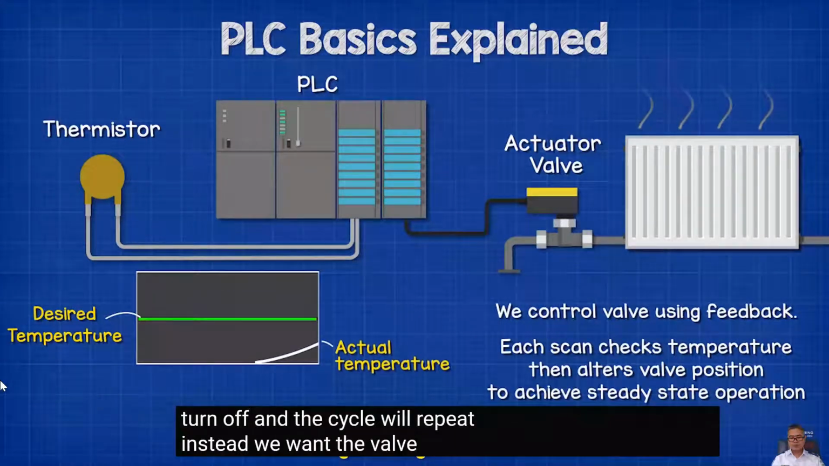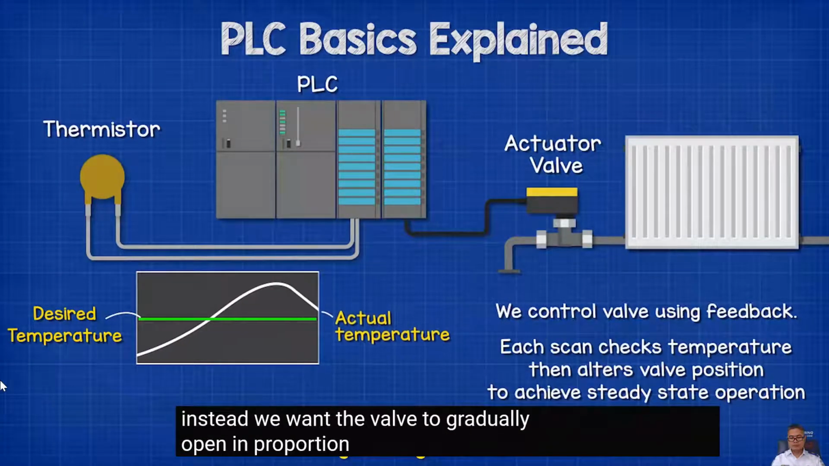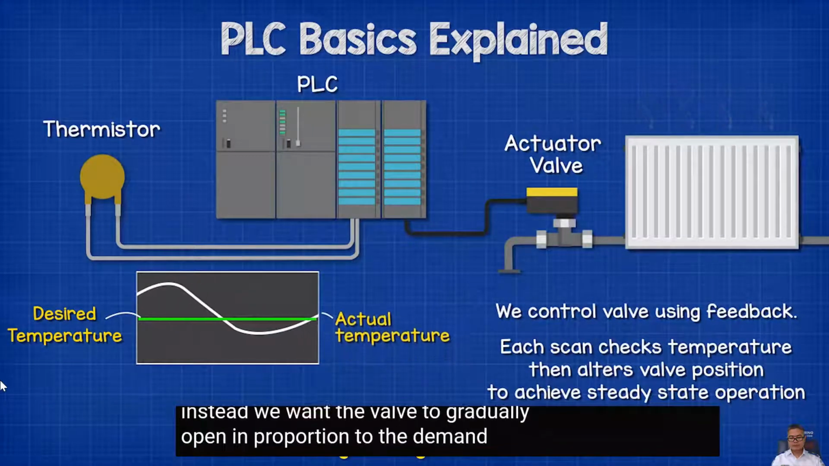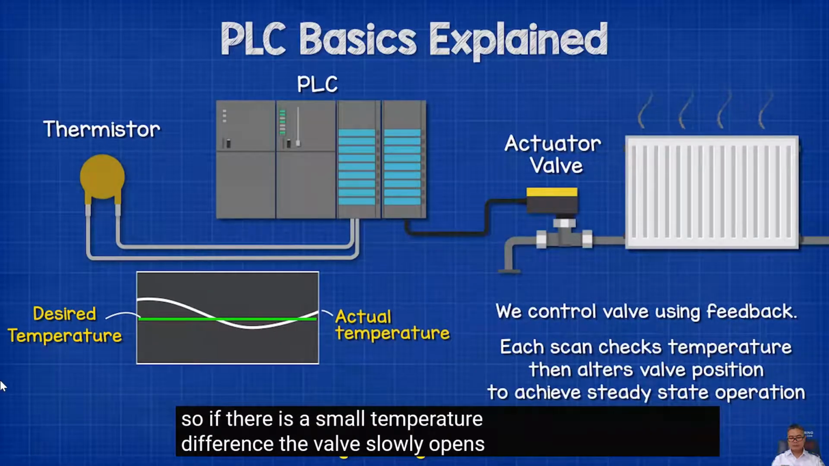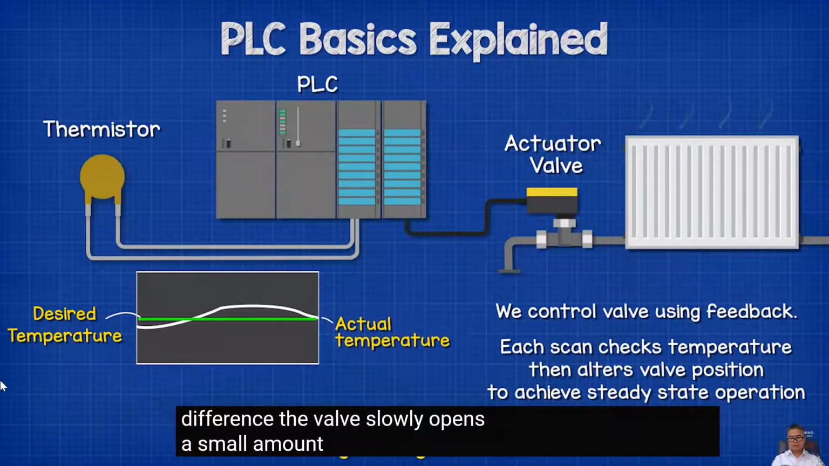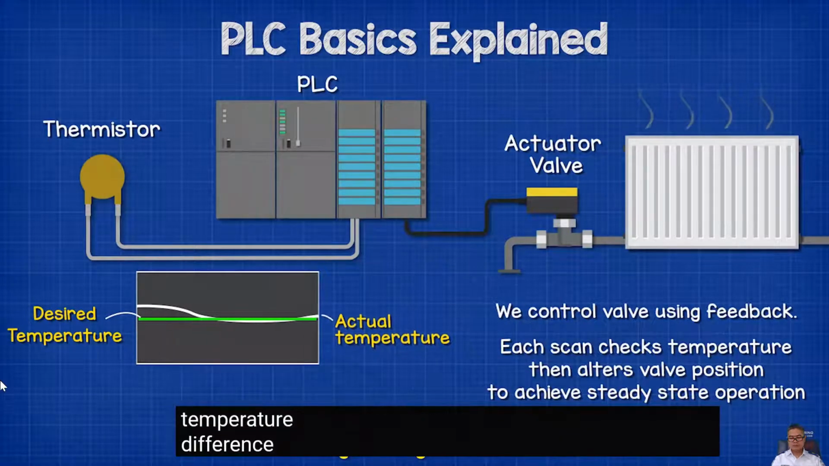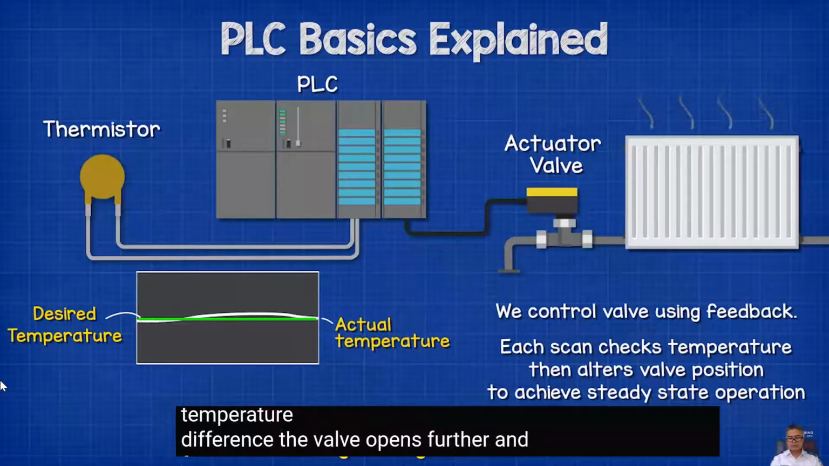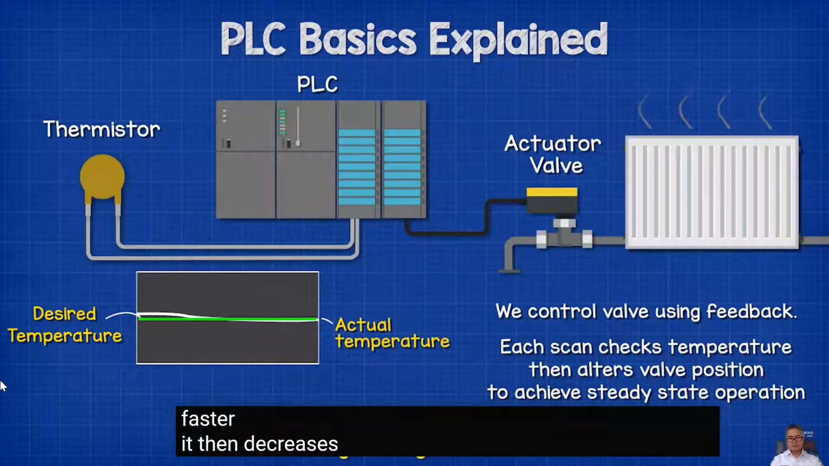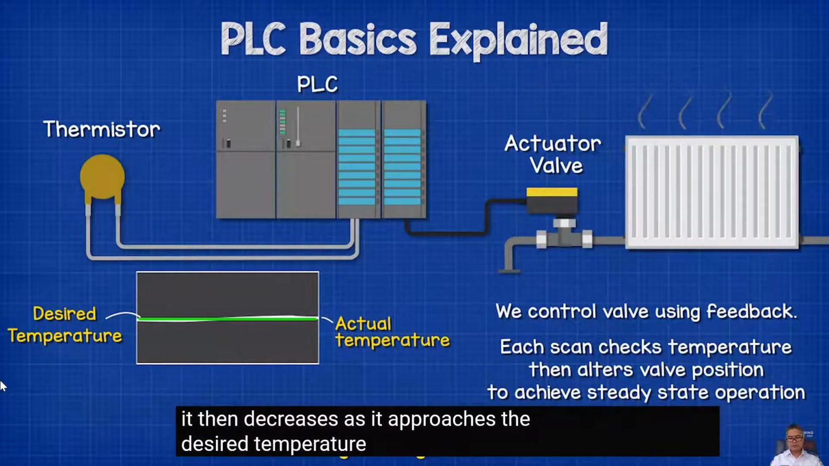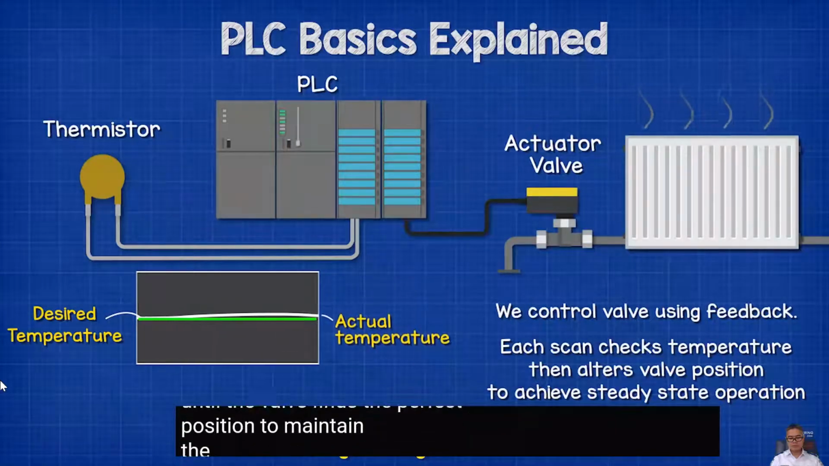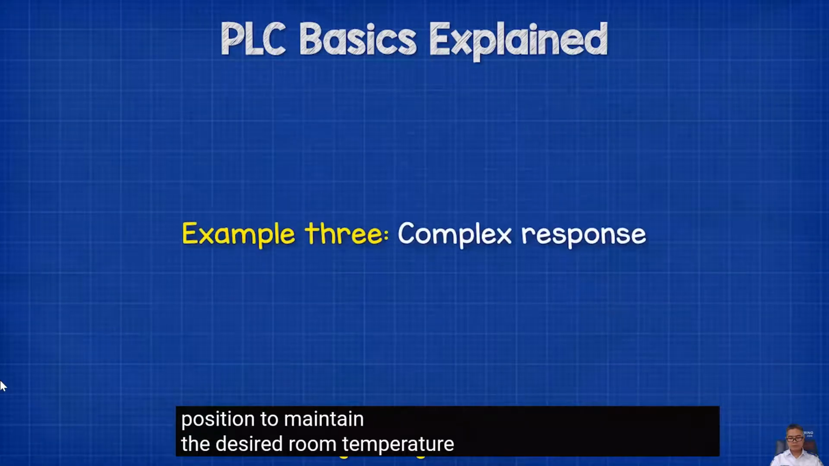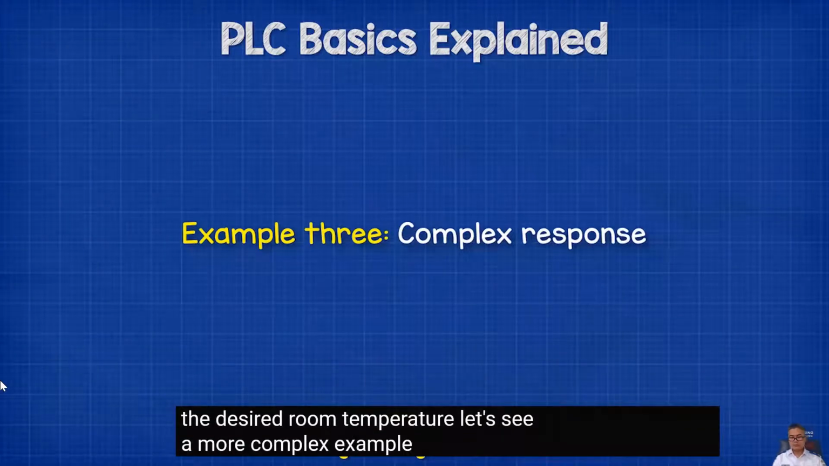Instead, we want the valve to gradually open in proportion to the demand. So, if there is a small temperature difference, the valve slowly opens a small amount. If there is a large temperature difference, the valve opens further and faster. It then decreases as it approaches the desired temperature until the valve finds the perfect position to maintain the desired room temperature. Let's see a more complex example.